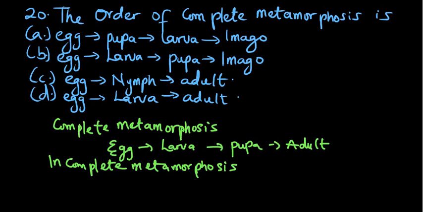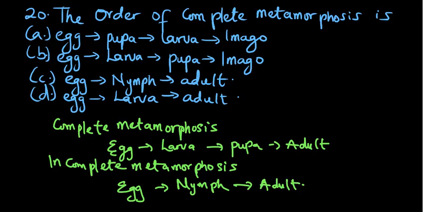So it involves egg, it involves nymph. We are not going to be using larva, we're going to be using nymph. Then we have what? The adult. So I hope you understand. So that's how it looks like. Now if you look at the options, they don't use adult, they now use imago. So if they use imago, it is still correct.